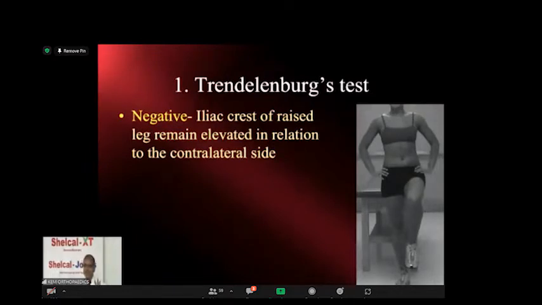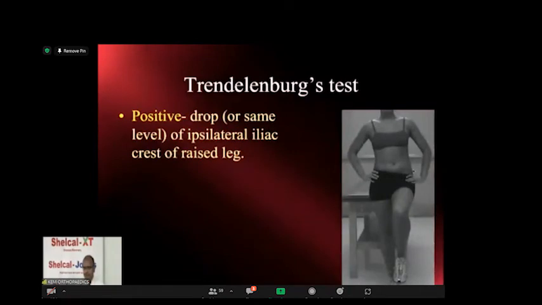And with whatever affection of this mechanism, the Trendelenburg test will be positive. So what happens when the patient raises this leg? This side the abductors contract and they pull the pelvis this way, and this side of the pelvis goes up. That is normal. The iliac crest of the raised leg remains elevated in relation to the contralateral side. Whereas a positive Trendelenburg test is that it either remains at the same level or droops down. That is because this side of the abductor mechanism is not good. These abductors are weak, so it is not contracting, so it is drooping down.